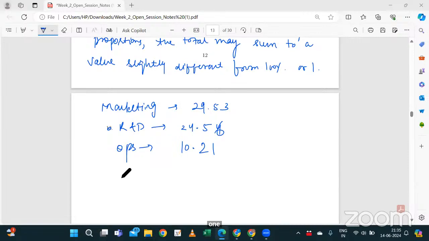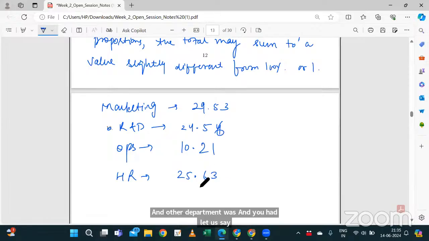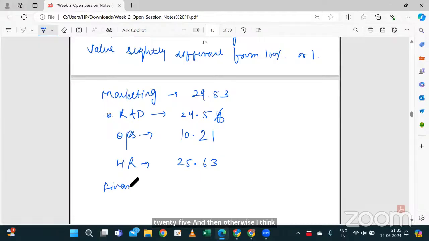And the other department was HR, and you had, let's say, 25.63. And the other was, I think, finance, which was, let's say, 20.92. So what you have done, suppose these are all percentages. Just assume these are all in percentage, and for simplicity, you have rounded off the values.